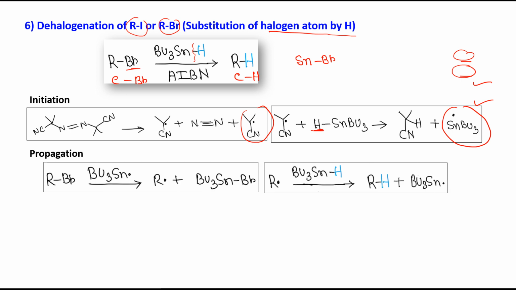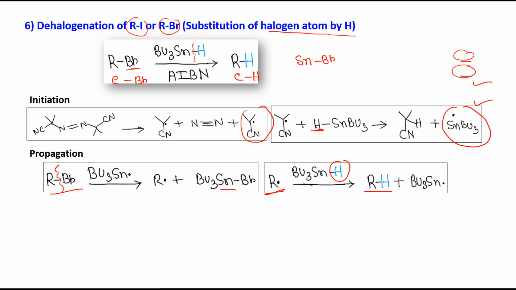Now in the propagation step, this radical will interact with RBr, and this R-Br bond will be broken, and instead we will get an Sn-Br bond. Now in the second step, this radical, which is a carbon radical, will capture this H from Bu3SnH, and as a result finally we are getting a carbon-hydrogen bond. So we have started from RBr, we are ending with RH. Now this is the general mechanism.